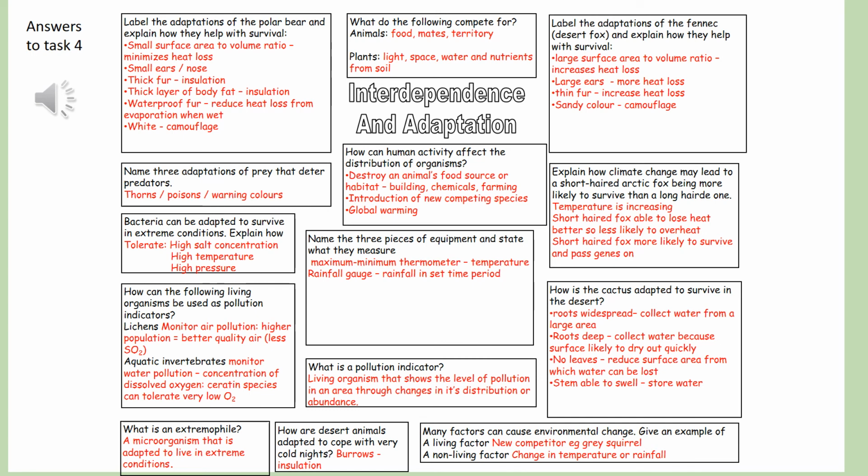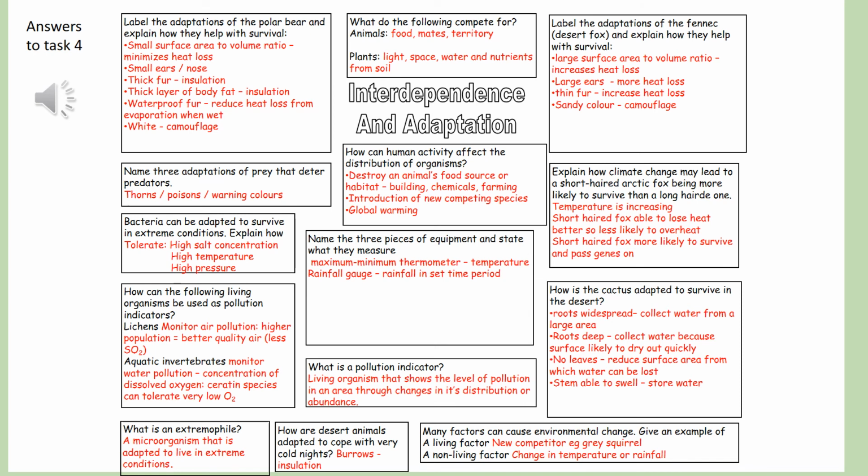This one's probably one that's quite hard. You might have had to do some research. So what is an extremophile? So it's a microorganism that is adapted to live in extreme conditions.